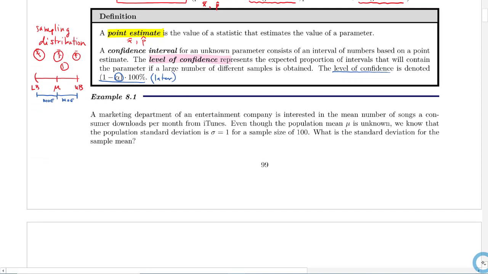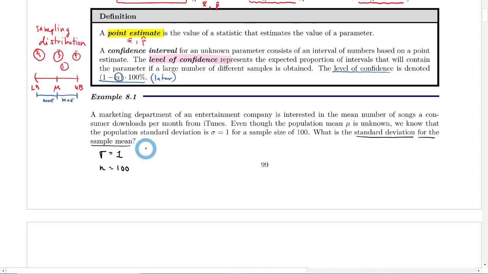Okay, so let's just go to a simple example. It says a marketing department of an entertainment company is interested in the mean number of songs a consumer downloads per month from iTunes. Even though the population mean mu is unknown, we know that the population standard deviation is 1 for a sample size of 100. So we know that the population standard deviation is 1, and the sample size is 100. So what is the standard deviation for the sample mean?